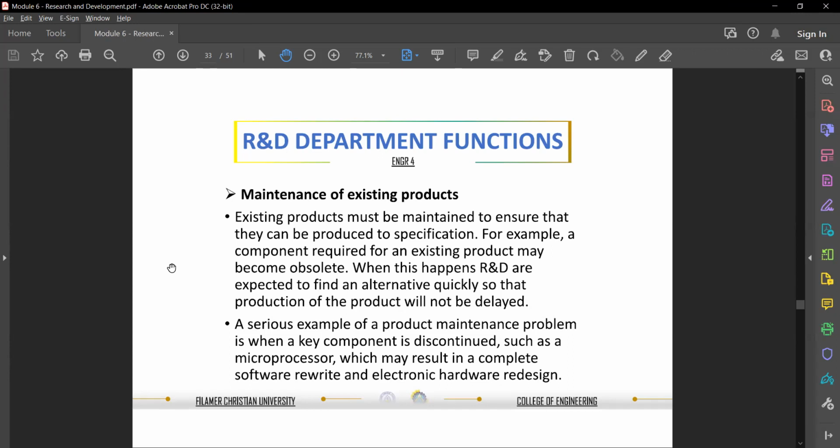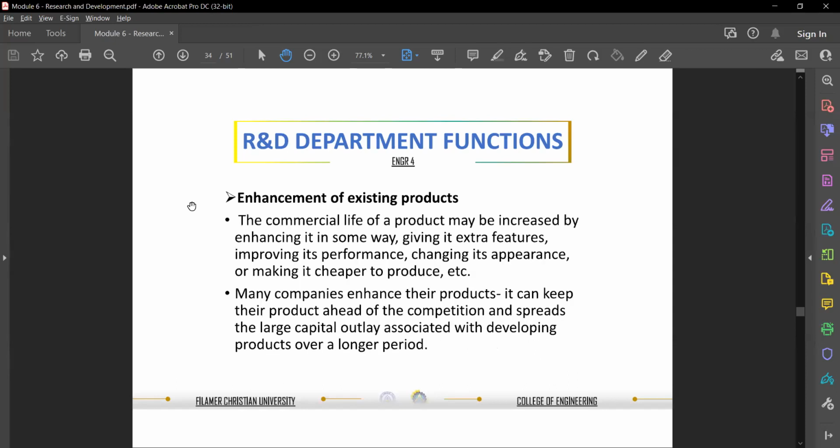Diba? So, from keypad to touch screen. Diba? Yung in-introduce lang nung nag-introduce sila ng iPhone, diba? Doon nagsimula yung touch screen kay Steve Jobs, diba? Then enhancement of existing products. So dito na yung department na pwedeng mag-enhance, mag-modify ng existing products or mag-add ng features.